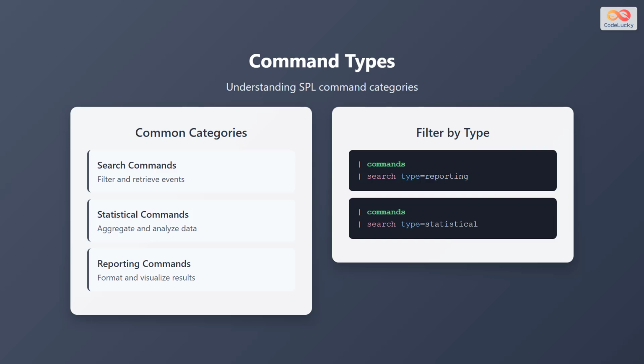SPL commands are organized into different categories or types, each serving specific purposes in data analysis. The main categories include search commands that filter and retrieve events from your data, statistical commands that aggregate and analyze data to provide insights, and reporting commands that format and visualize results for presentation. Understanding these command types helps you choose the right commands for your specific use cases. You can filter commands by type using expressions like pipe commands pipe search type equals reporting to see only reporting commands, or pipe commands pipe search type equals statistical to view statistical commands.